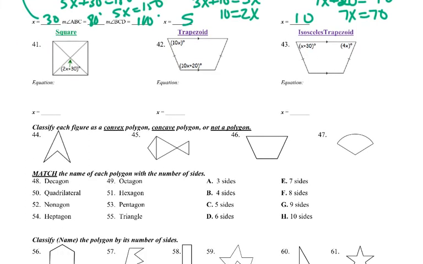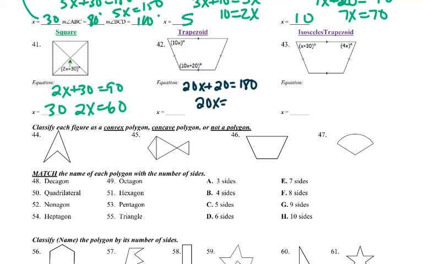It's pointing in number 41 to that 90-degree angle. So this is equal to 90. 2x is 60, x is 30. In the trapezoid, these two angles are same side interior, so they're going to add up to 180. So 20x plus 20 equals 180. 20x is 160. X is 8. And then isosceles trapezoid, that's when those two are equal, equals 4x. So 30 equals 3x, so x is 10.